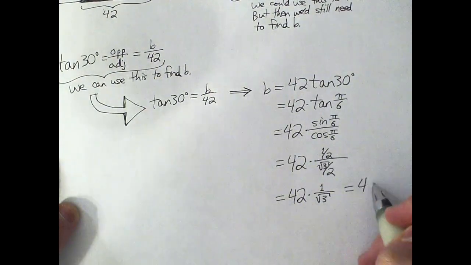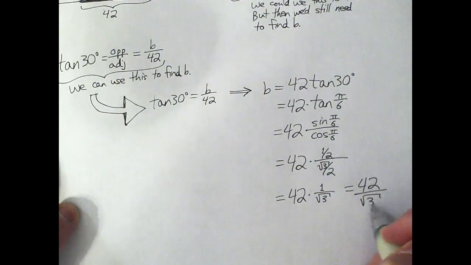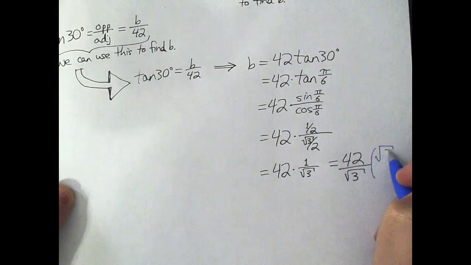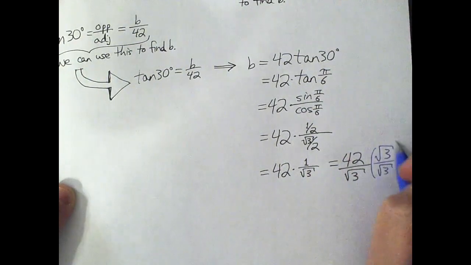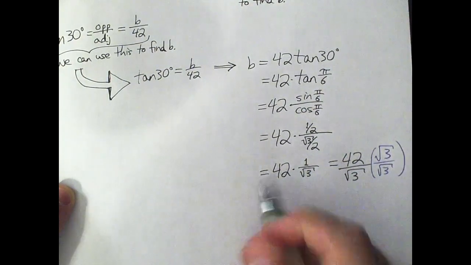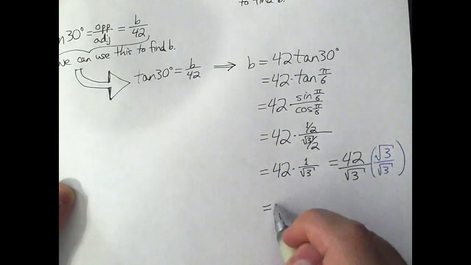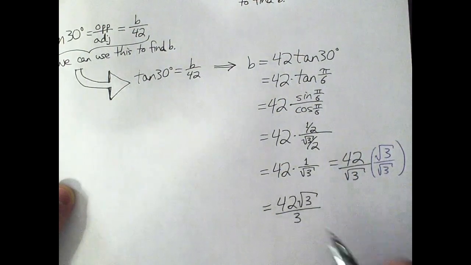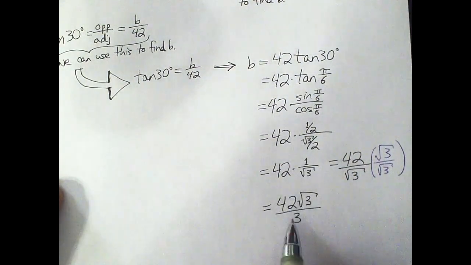Right? Or 42 over the square root of 3. But I don't like having a square root in the bottom, so I'm going to multiply by root 3 over root 3. And then I think we'll get to the final answer, which is 42 square root of 3 over 3. Oh, let's do a quick check.